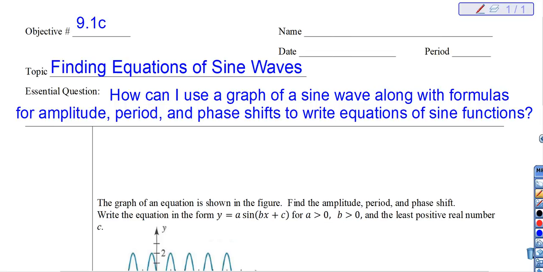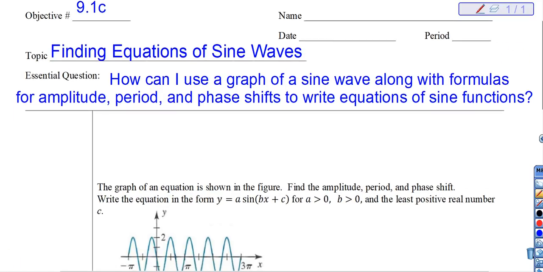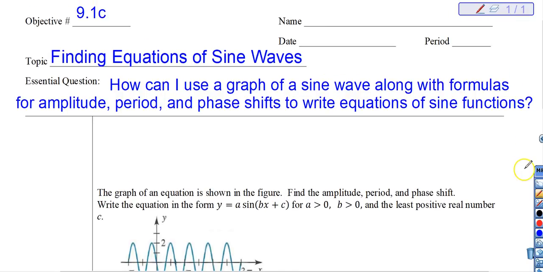So our essential question: how can I use the graph of a sine wave along with formulas for amplitude, period, and phase shifts to write equations of sine functions? Okay, and so here's how I'm color coding. Amplitude will be in red, period will be in blue, phase shift will be in green. And let's start with some formulas because we need them if we're going to be successful.